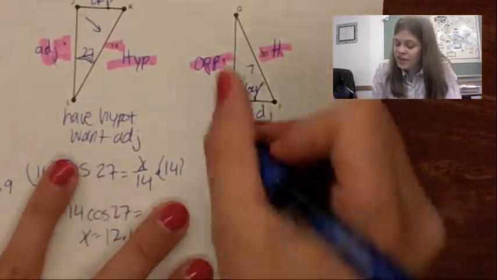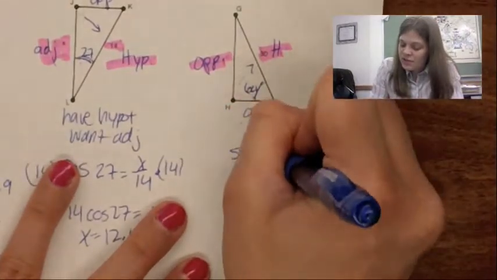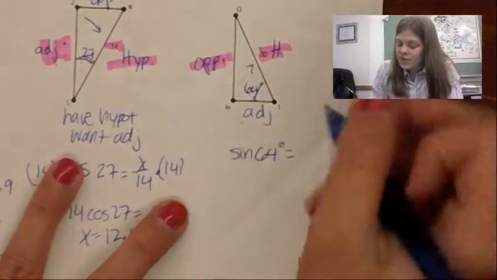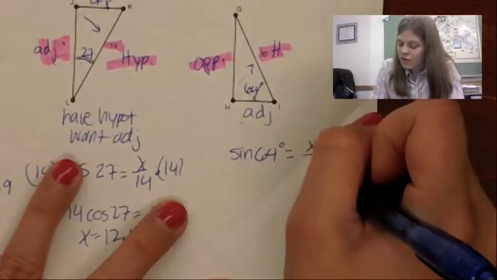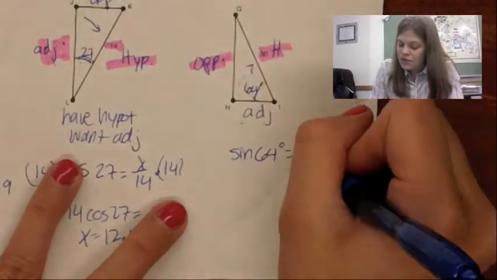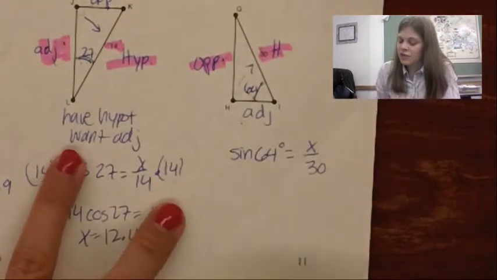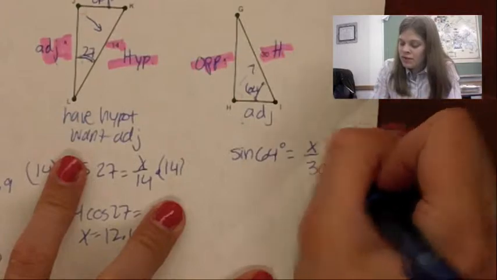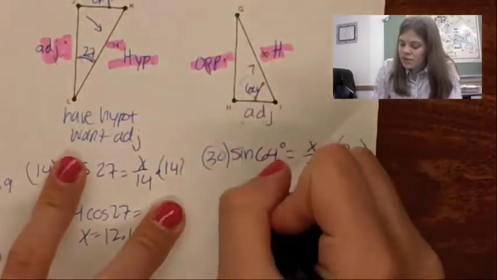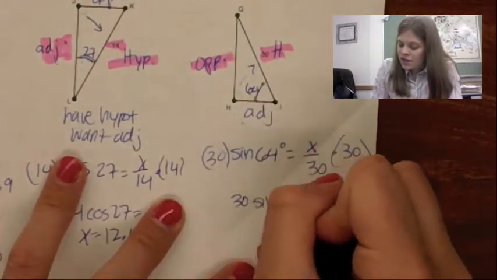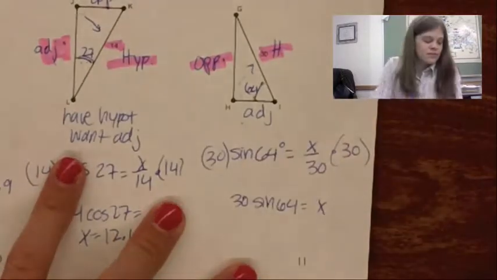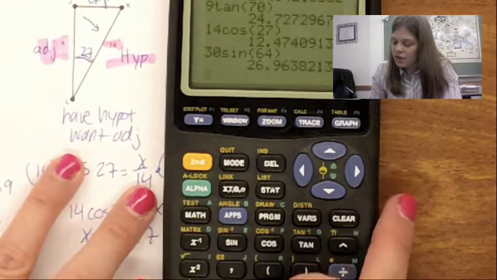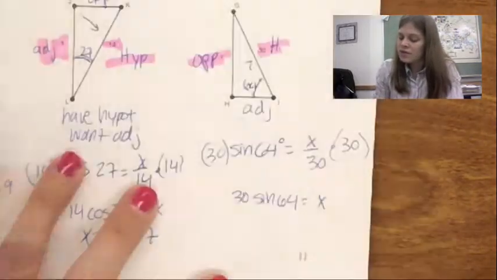So the sine of our angle of 64 degrees equals opposite, which is x, over hypotenuse, which is 30. Okay. So to get the x by itself, I multiply by 30 on both sides. So I have 30 sine 64 equals x. So in my calculator, I do 30 sine 64, and I get 26.96.